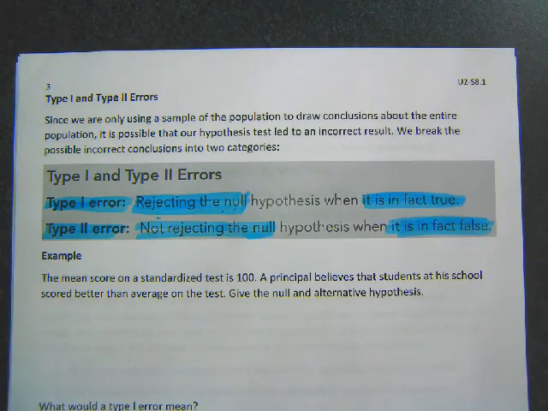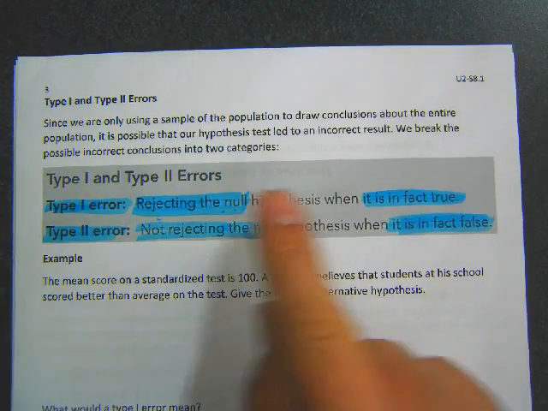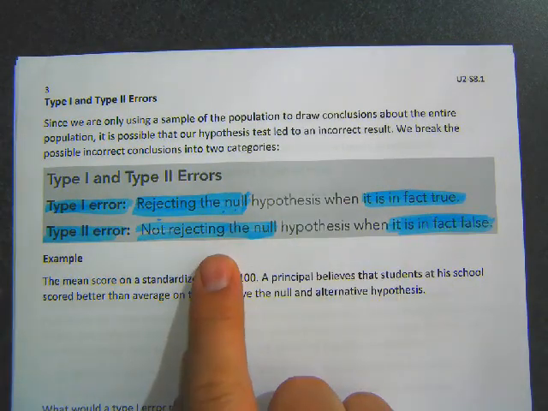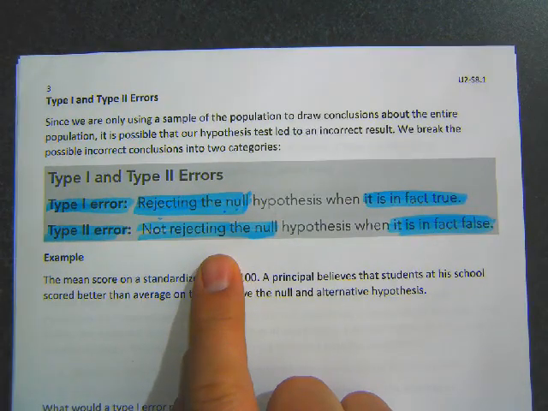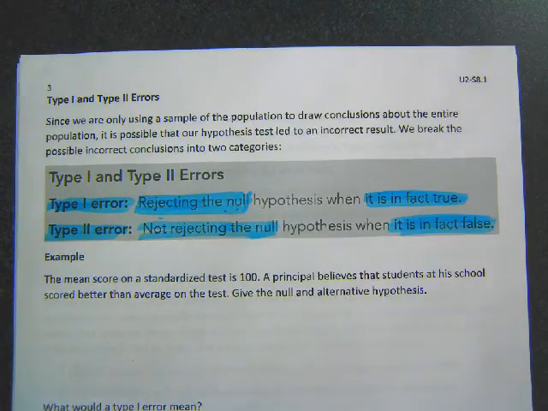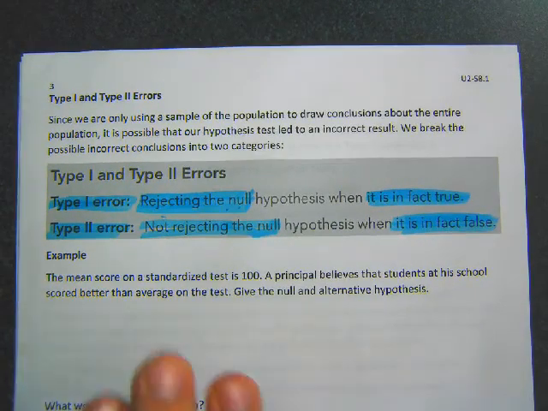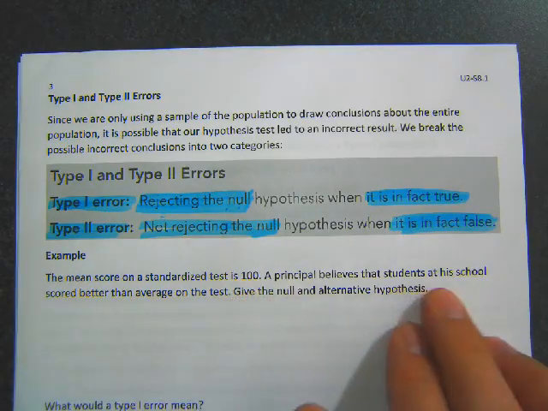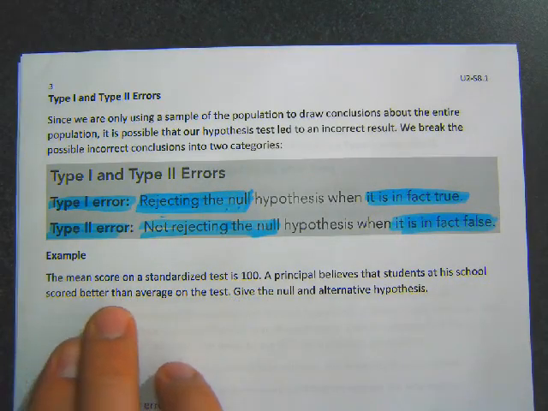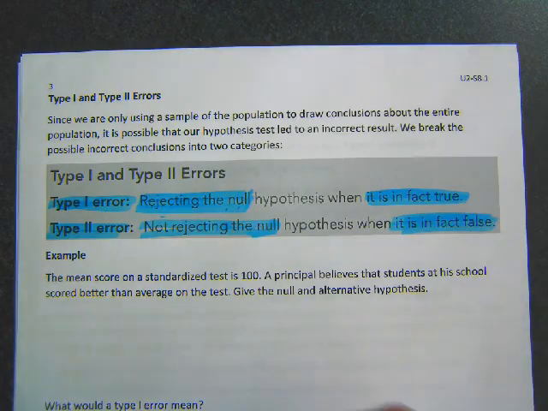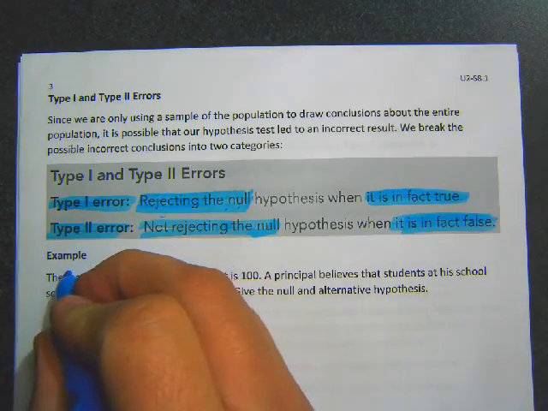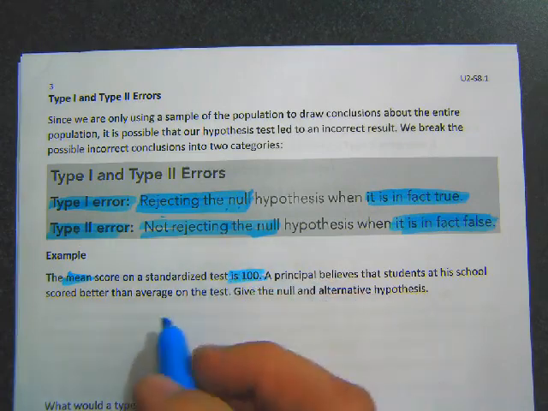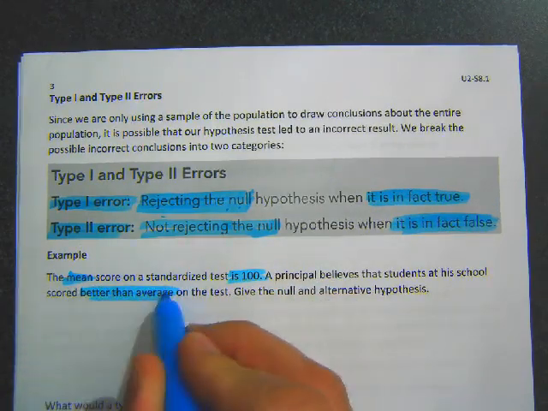So you can either reject the null, you can say, null is not true, but it actually is true. Or you can fail to reject the null when it actually was false and you should have rejected it. Okay. So, for example, the mean score on a standard IQ test is 100. The principal believes that his students score better than average. So his students are doing better. So the mean is 100. He wants to say that his students are better than average.